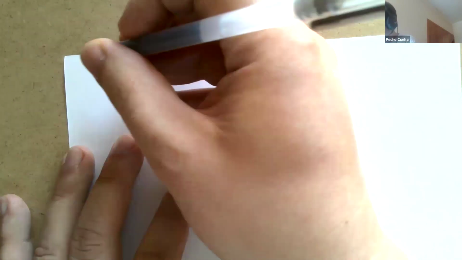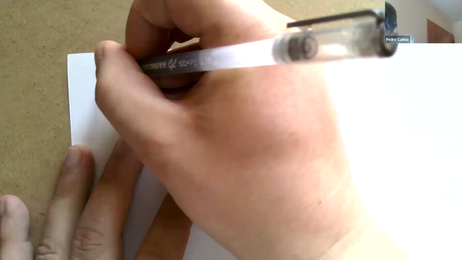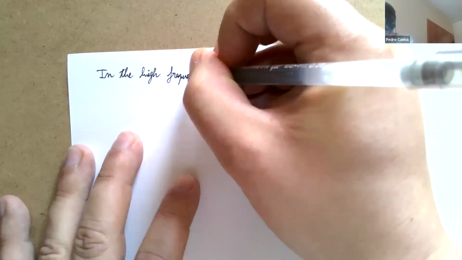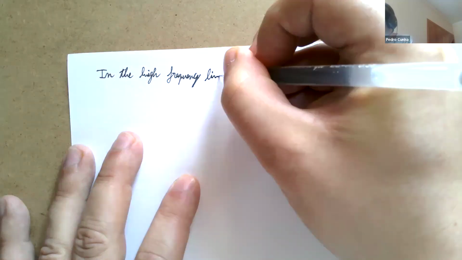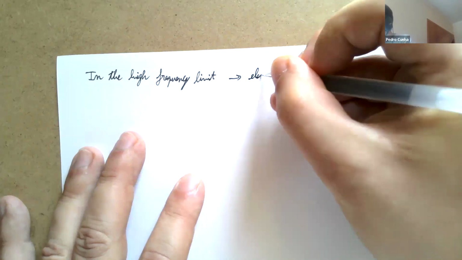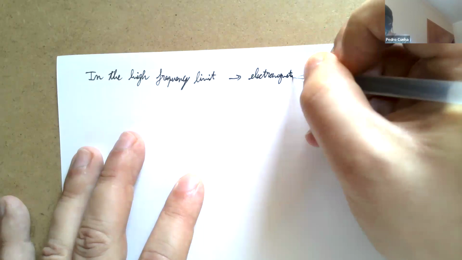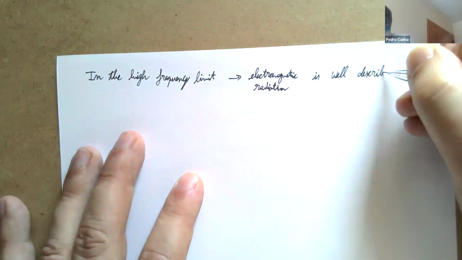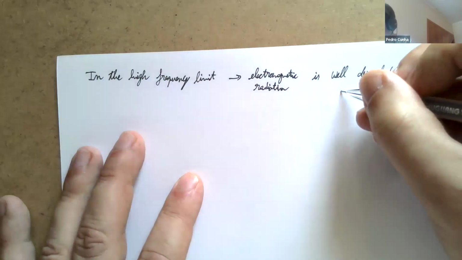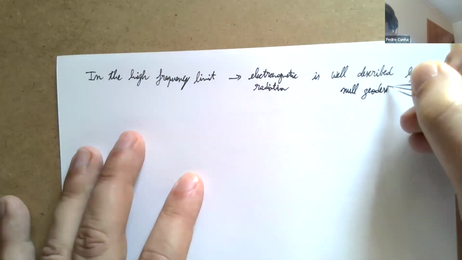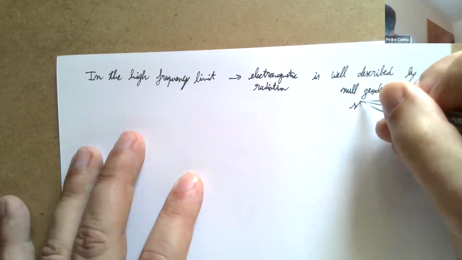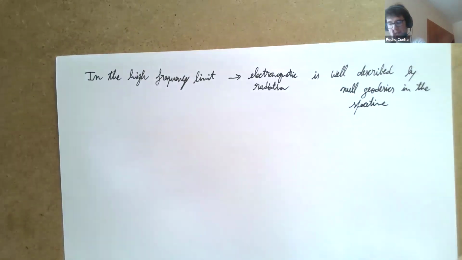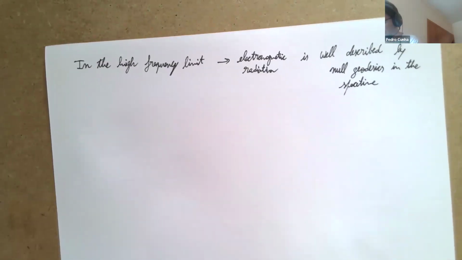So in terms of electromagnetic radiation, we shall consider only the high frequency limit. In the high frequency limit, which will be assumed, the wavefront of the electromagnetic radiation is well described by the motion of null geodesics in the spacetime. So essentially, the motion of light rays as null geodesics. This will probably not be news to you.